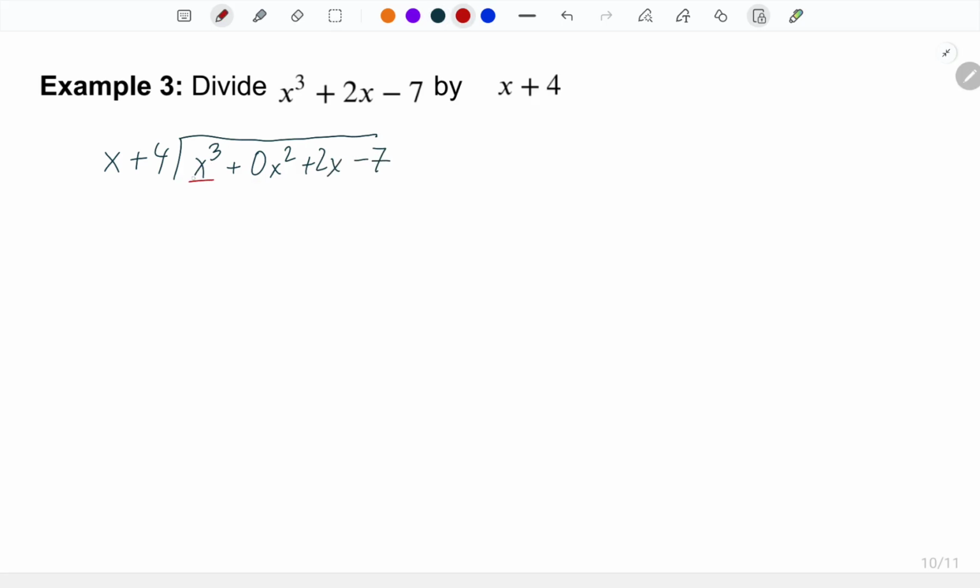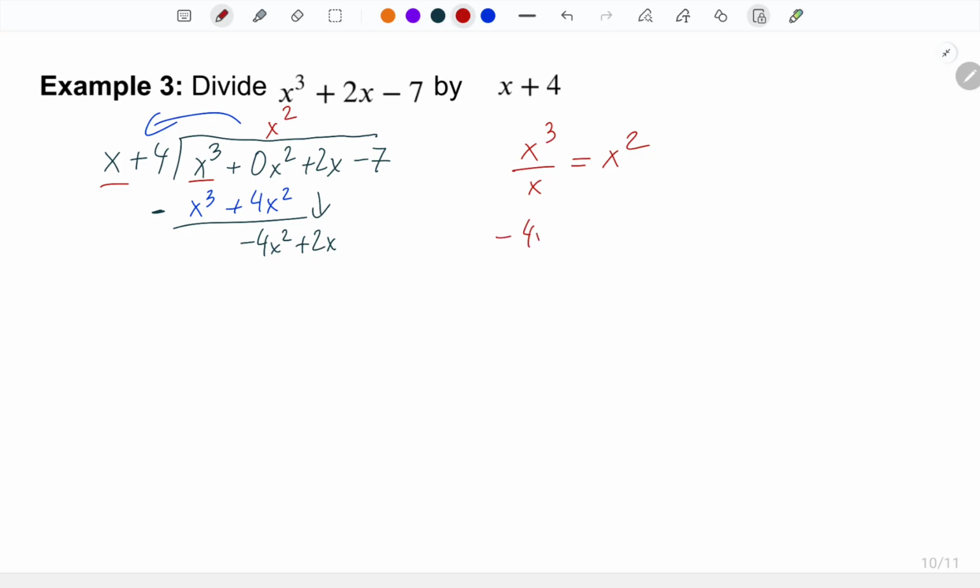So we'll start with x cubed and x, and that will give us x squared. And multiplying that back through is x cubed plus 4x squared. Okay, and subtracting, we will get negative 4x squared. Okay, and I'm going to bring down that 2x. And now repeat the process.